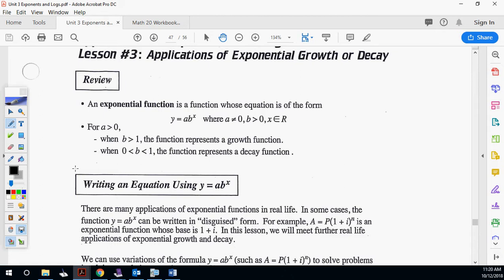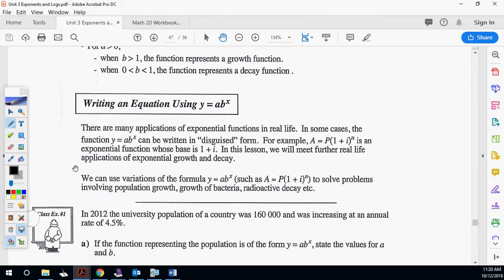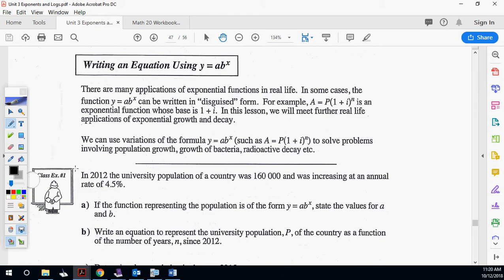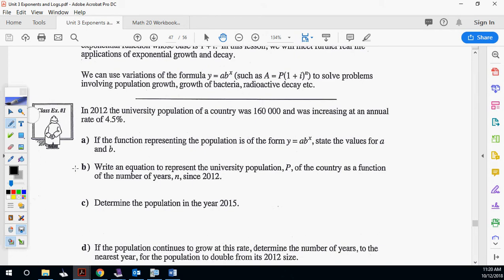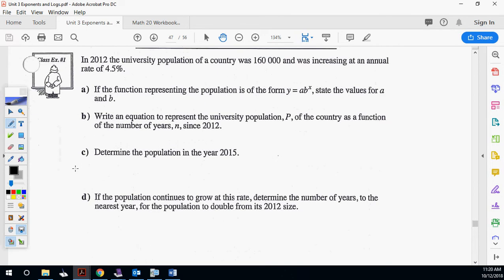So write an equation using y equals ab to the x. There are many applications for exponential functions in real life. We just did one. This is principal, which would be your A. Your B was always growth for interest on those, right? Because we were adding money, so that was growth. And then to the n. All right, so let's look at this first example.